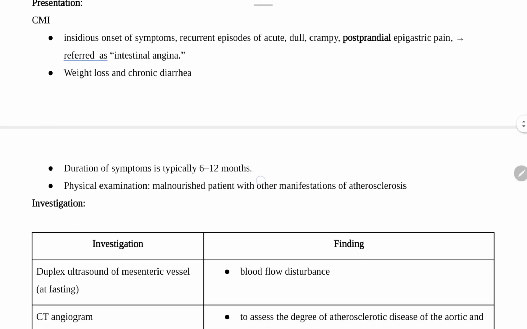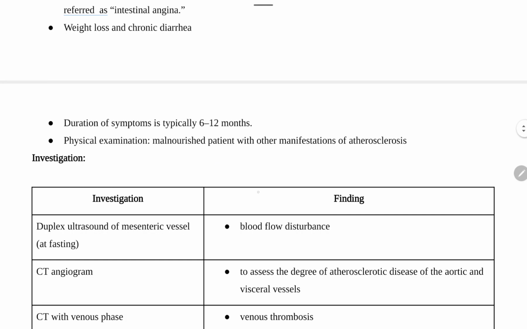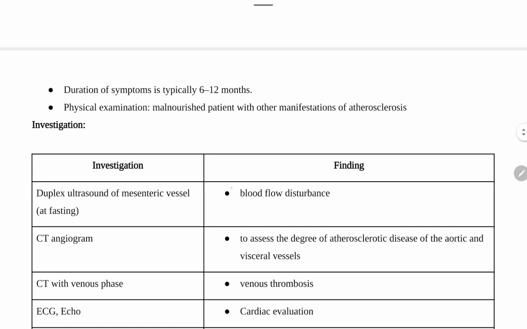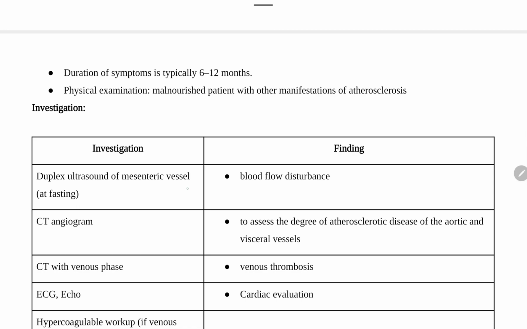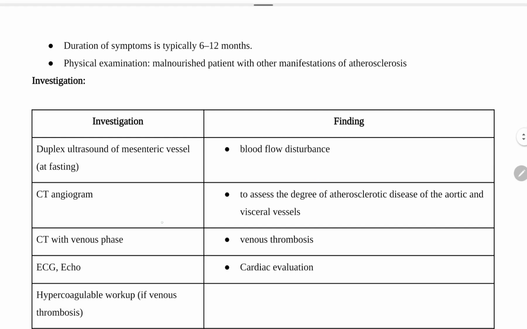Okay. Now, how will you investigate this type of patient? At first, a duplex ultrasonographic study of the mesenteric vessels should be done to see the pattern of blood flow. Then a CT angiogram, triple phase, involving arterial phase and venous phase. In the arterial phase, we will see atherosclerotic disease of the aorta and visceral vessels. And in the venous phase, we will see whether there is any lesion involving the venous system, like venous thrombosis.